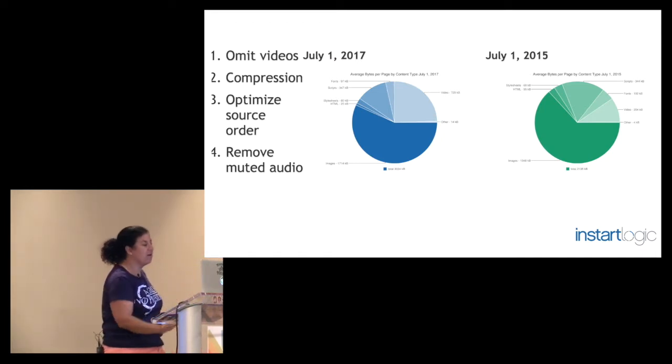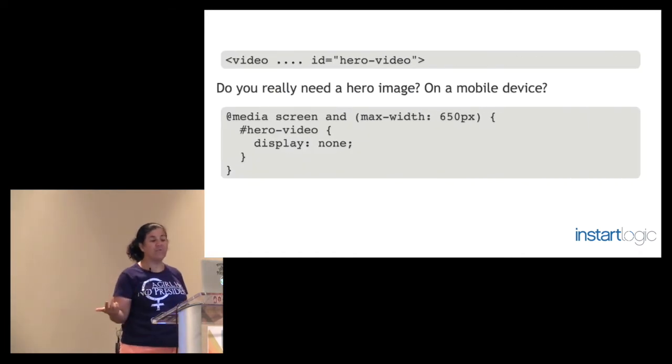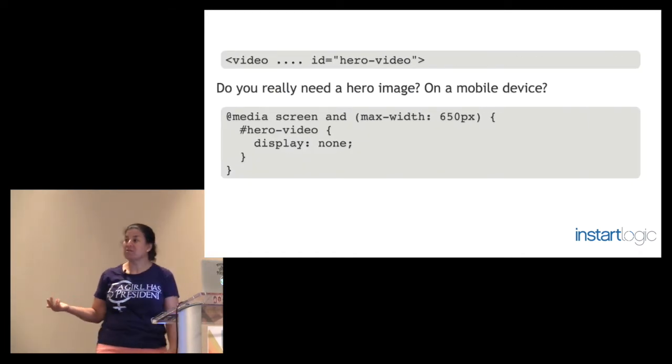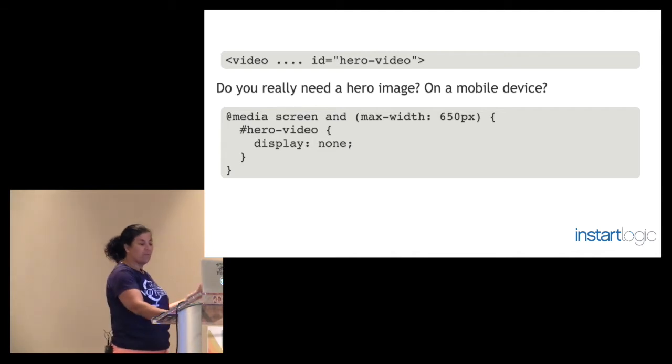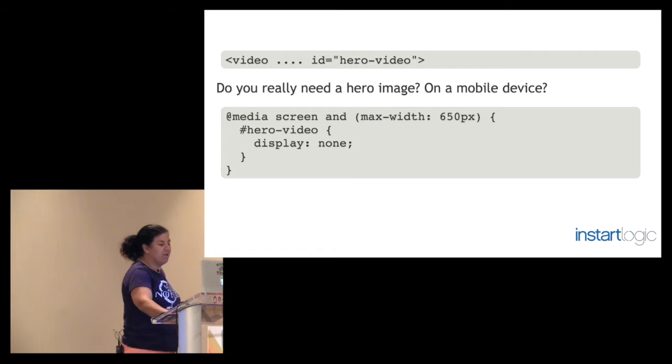So let's go a little bit over that. Omit the video. Like, do you really need a hero video on a mobile device? Just put a display none. It might grab the first part, but it won't stream the whole thing. I don't think it will actually stream any part of it. So just save on a small screen, don't even send that stuff.